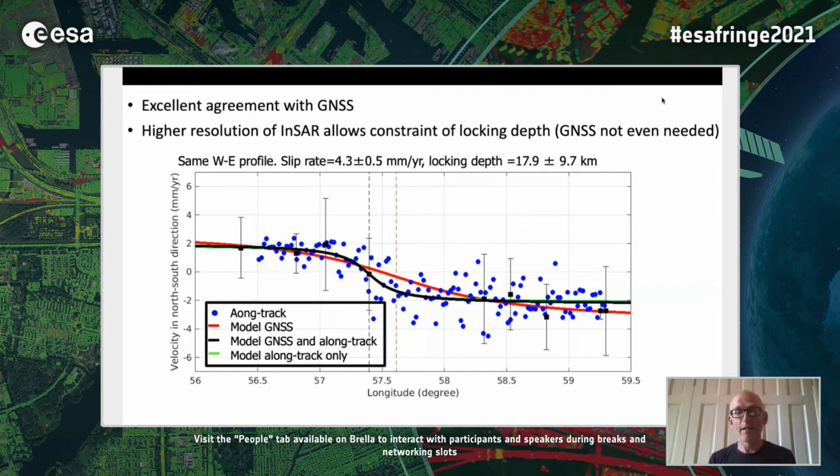So you can see there's good agreement overall between the InSAR and the GNSS. We can use both either separately or together to estimate the slip rate using, again, a simple buried dislocation model. And we get similar slip rates if we use just the GNSS alone, or the InSAR alone, sorry, the along-track alone, or together. But actually having the density of measurements from InSAR allows us to constrain locking depth, which is actually pretty difficult to do with the GNSS alone.